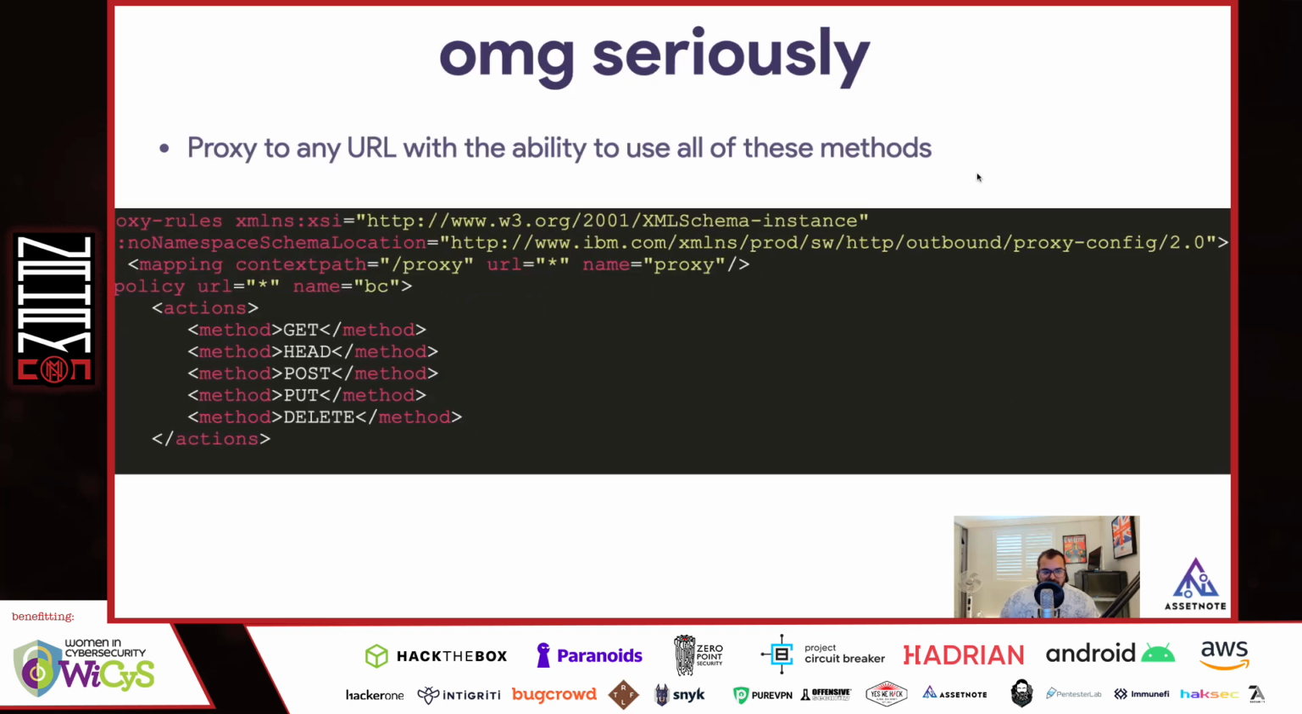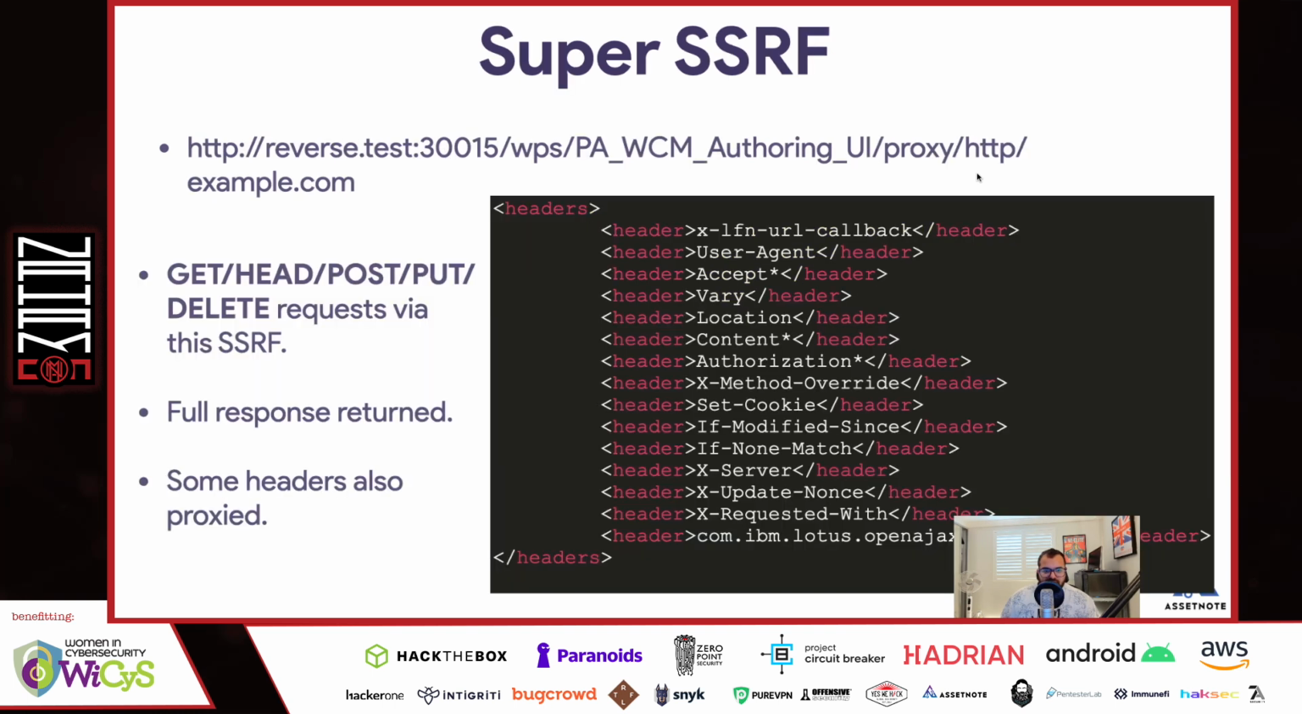If you take a look at the policy, it allows you to proxy to any URL using all of these different methods. This is even worse than the initial SSRF we found in Websphere that we just went through with Lotus Domino. So it's really like a super SSRF. You can hit this endpoint, and ultimately you can send any request method, and you can have any body, you can have any headers, well, you can have these headers as well. And ultimately you can proxy to anywhere on the internal network using this exploit.